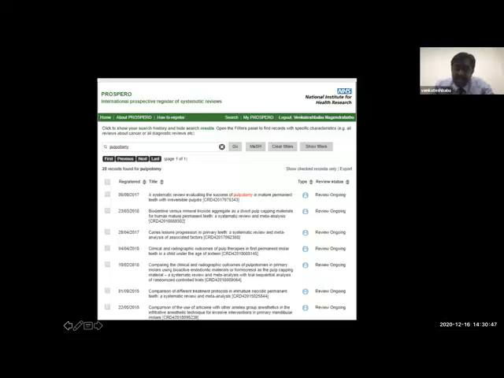Generally, nowadays I think this database is a little bit slow. It takes some time to give the final clearance because of the large number of registrations happening on this particular website.